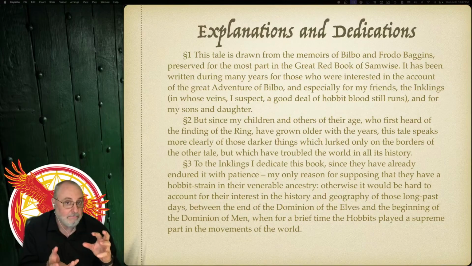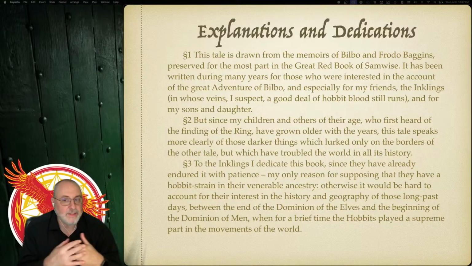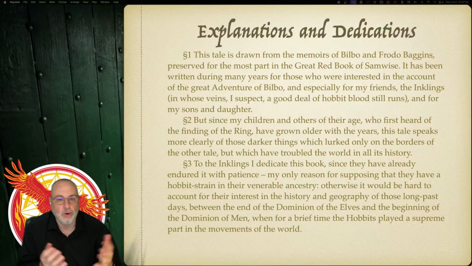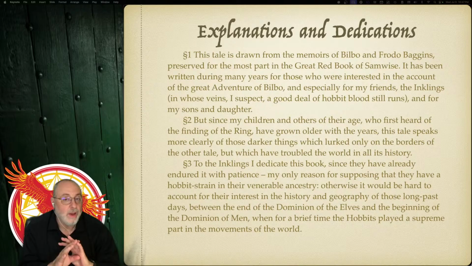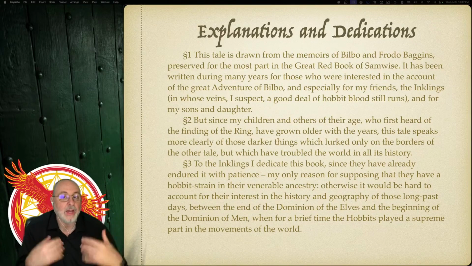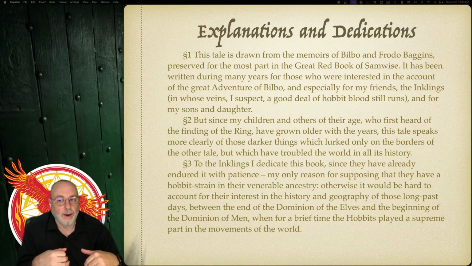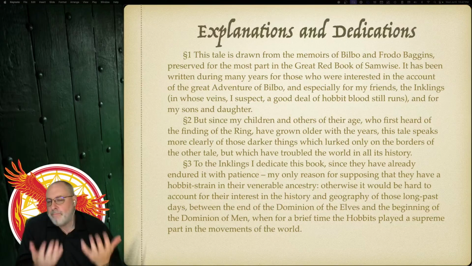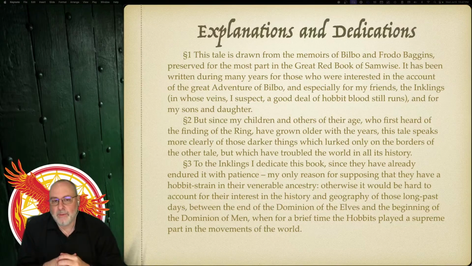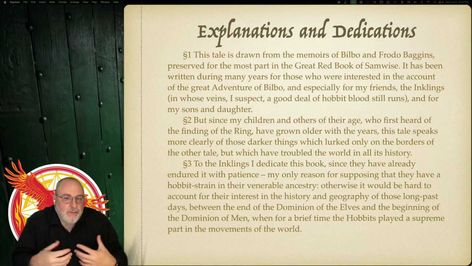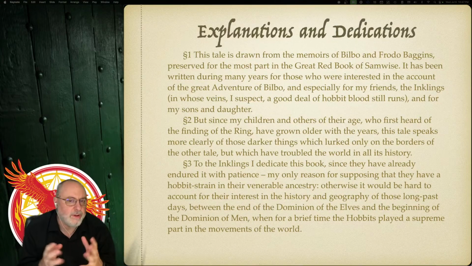He is on the one hand, I mean, again, this tale is drawn from the memoirs of Bilbo and Frodo, preserved for the most part in the Great Red Book. So in sentence 1, he's saying, I didn't write it, I drew it from their memoirs. And very likely he only means it has been written during many years, meaning like, the translation has been done, the work of it has been done.